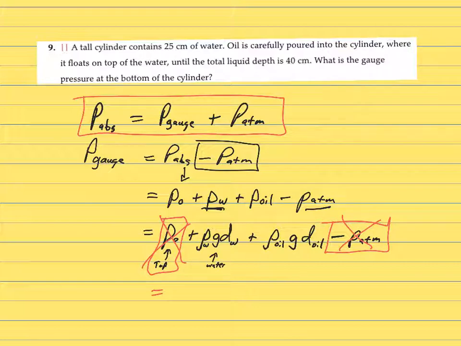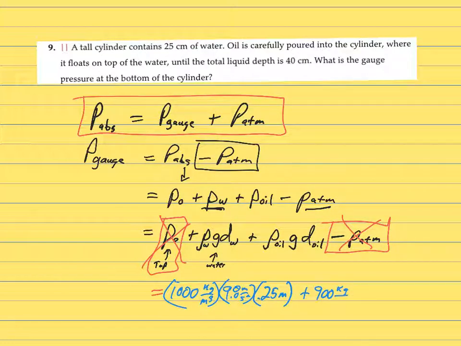So let's do this. I'll go to blue now, I guess. The density of water is 1,000 kilograms divided by meters cubed. Gravity is still 9.8 meters per second squared. And what did they give us for a depth of this bad boy? I think it was 0.25 meters, right? 25 centimeters. I'm going to add the density of oil, which I thought they gave us. 900. It's a little less dense, right? Oil should be a little less dense.